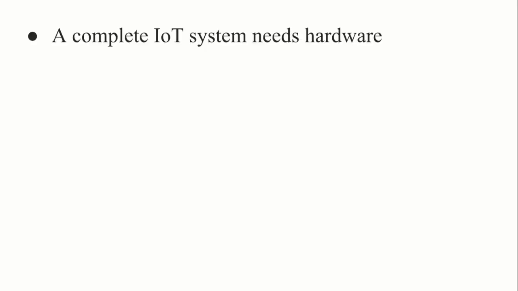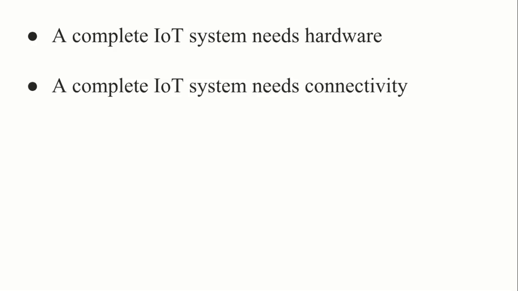Next, we will see what all is required for a complete IoT system. A complete IoT system needs hardware, such as sensors or devices. These sensors and devices collect data from the environment. For example, a humidity sensor that sends moisture data. Next, a complete IoT system needs connectivity. Hardware needs a way to transmit all the data to the cloud. For example, sending that moisture data to the cloud.